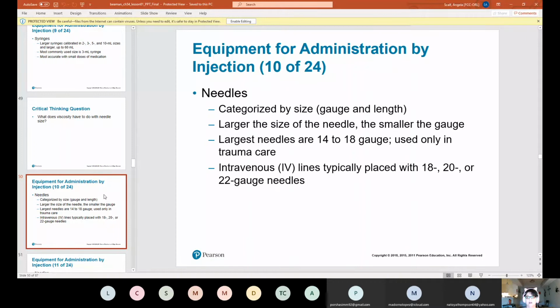I would say if you had a big person and you had to give them some Rocephin, I'd pull out the 18 gauge.